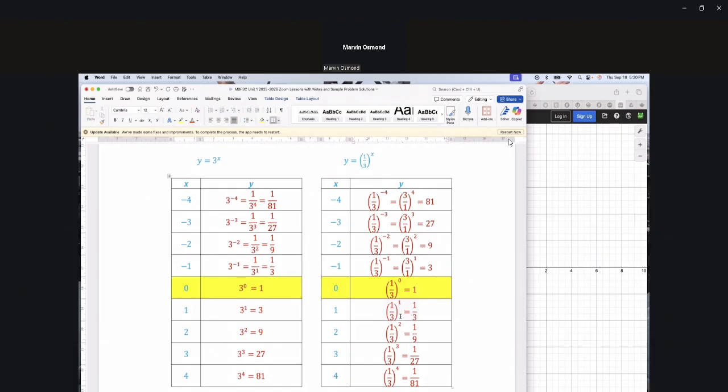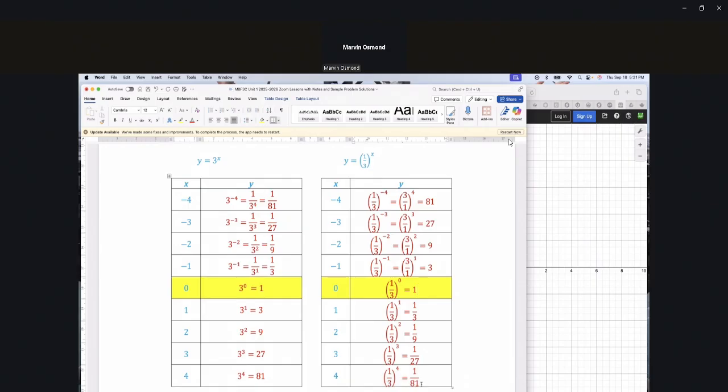1/3 to the power 1, anything to the power 1 is itself, which is 1/3. 1/3 squared means 1/3 times 1/3. 1 times 1 is 1, 3 times 3 is 9. 1/3 cubed means 1/3 times 1/3 times 1/3. 1 times 1 times 1 is 1, 3 times 3 times 3 is 27. And then 1/3 to the power 4 is 1 over 3 times 1 over 3 times 1 over 3 times 1 over 3. 1 times 1 times 1 times 1 is 1, and 3 times 3 times 3 times 3 is 81.